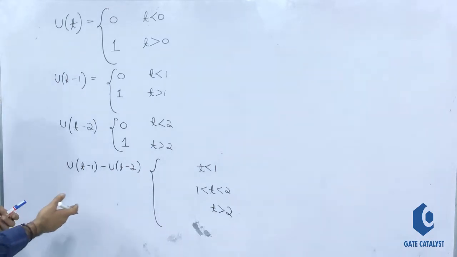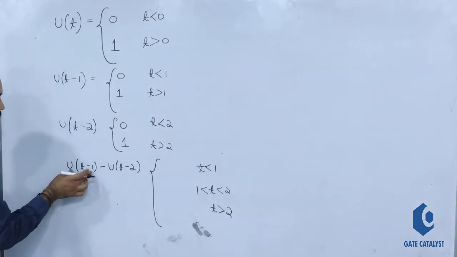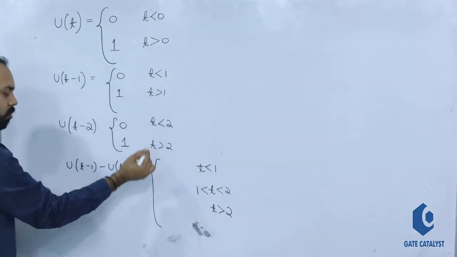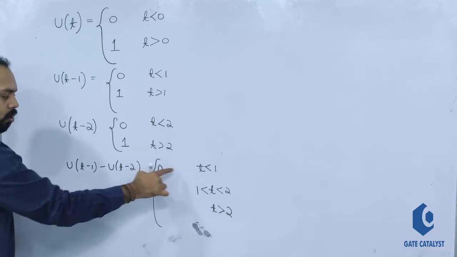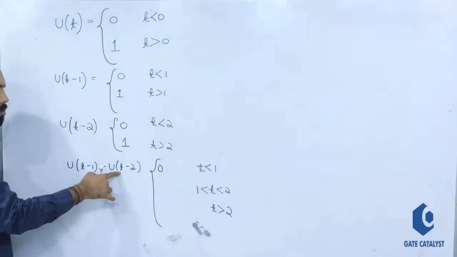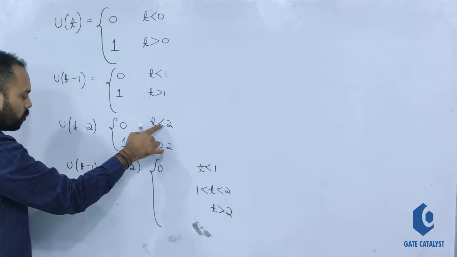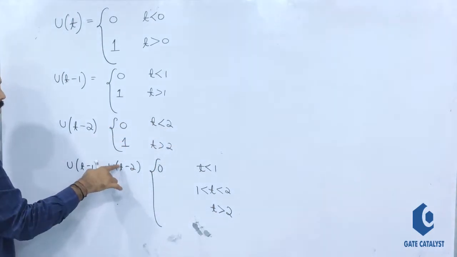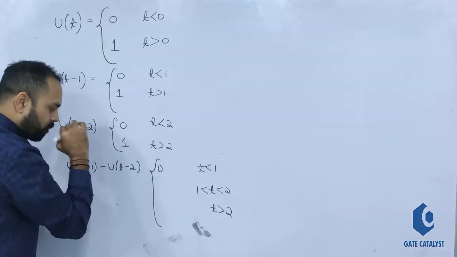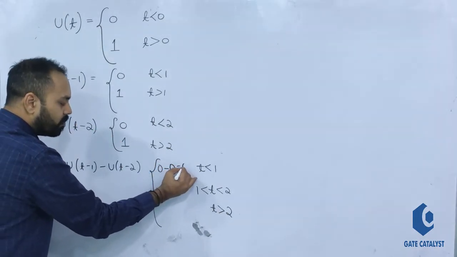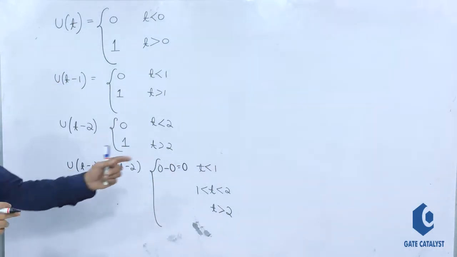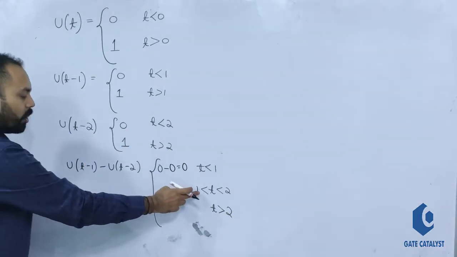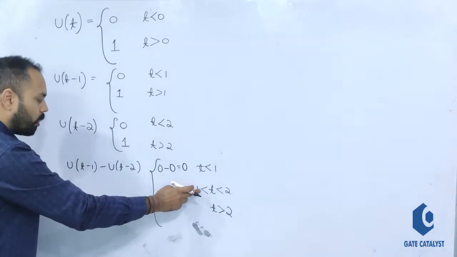So for t less than 1, let us see the value of u(t-1). For t less than 1, u(t-1) is 0. So 0 minus, for t less than 1, what is the value of u(t-2)? For t less than 2, the value of u(t-2) is 0. So for t less than 1, the value of u(t-2) is also 0. So 0 minus 0 becomes 0. Clear? Now when t is between 1 and 2, t is greater than 1 and less than 2.